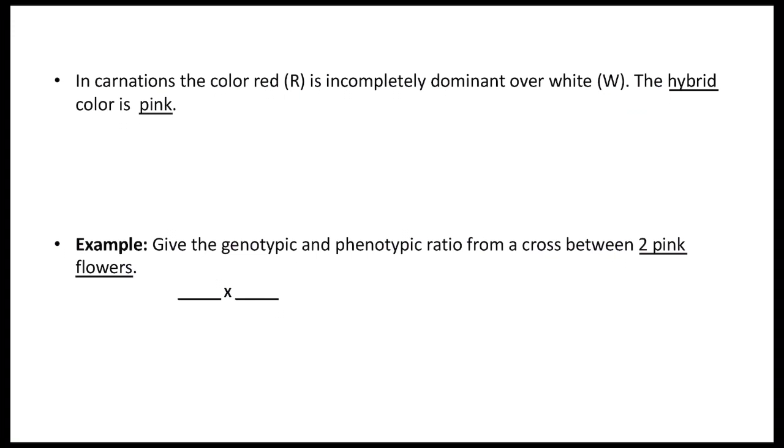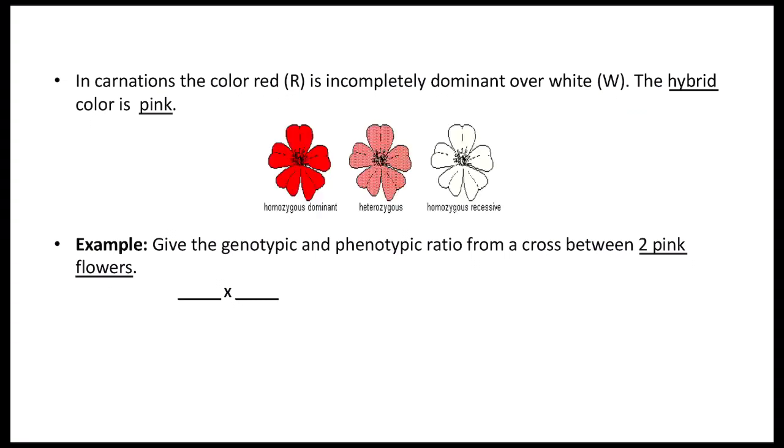Okay, so let's practice this in an example. In carnations, the color red, R, is incompletely dominant over white, which is W. The hybrid color is pink. So here are our flowers. So our notation here is C capital R and C capital W.